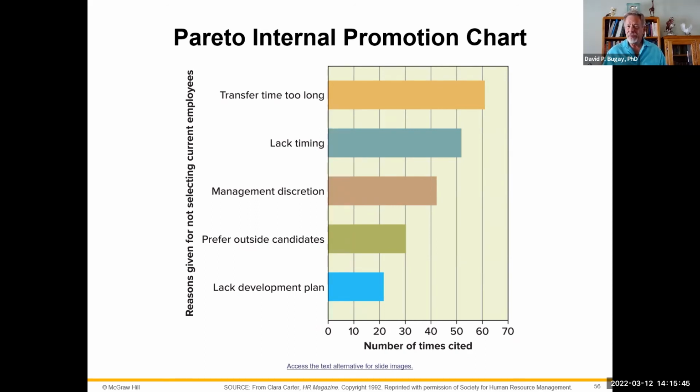What does lack of timing mean for a promotion? Is it easier just to post a job and hire somebody from the outside rather than develop somebody from within? That's a problem organizationally as well. The manager discretion, who knows what that means? The preferred outside candidate, why? Are the internal candidates full of warts, and you don't want to promote them on the inside? Just guess what? Those outside candidates have warts too. You just don't see them.